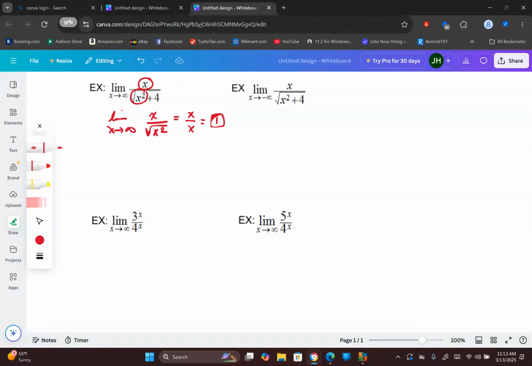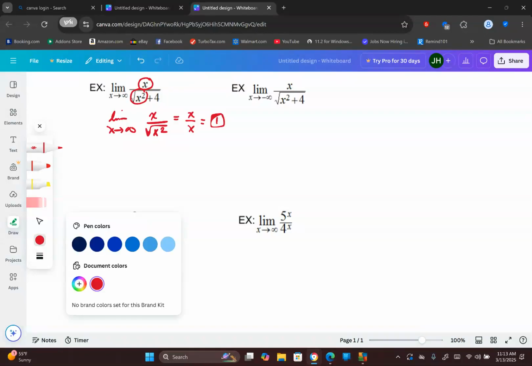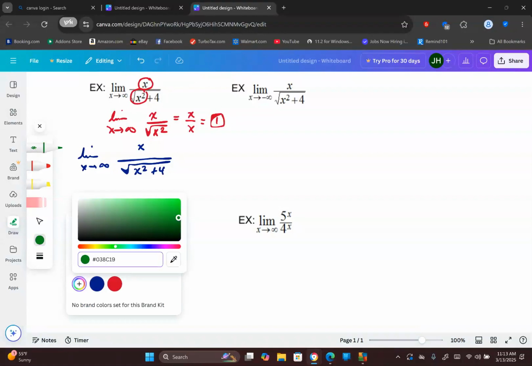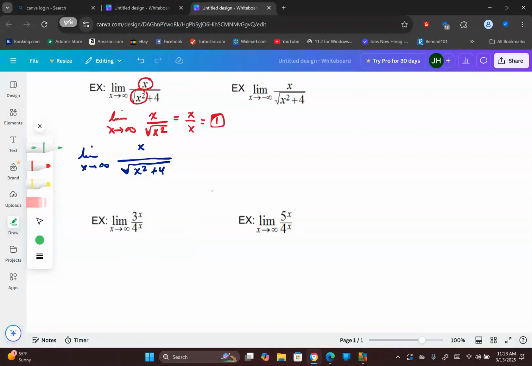Now, how do we come across that work? This is the algebraic way to think about it. What I'm going to do in this limit is take every single term and divide it by the highest power of x. Now, the highest power of x is actually x, because the square root of x squared is x. So the top I'm going to divide by x, and the bottom I'm going to divide by x.